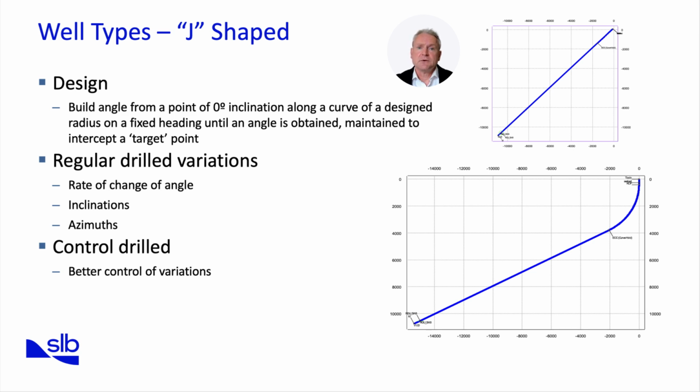J-shaped wells are popular because they balance simplicity with functionality. With the right build rates and tangent planning, they can be drilled efficiently while providing reliable reservoir access from offset locations.